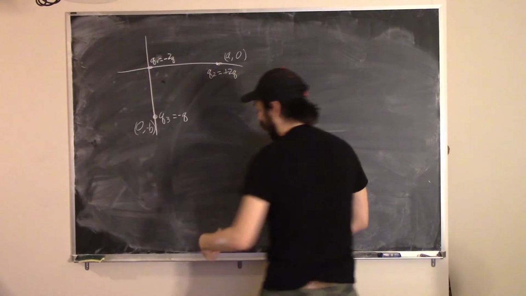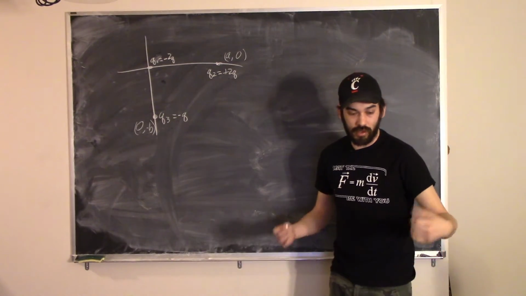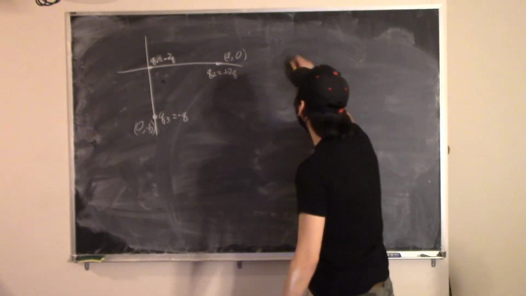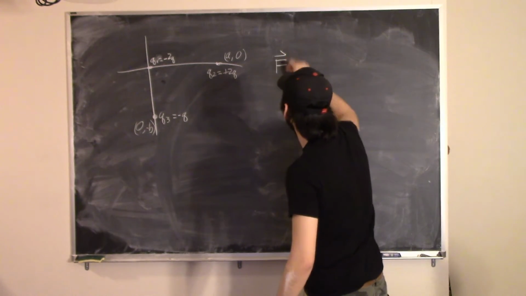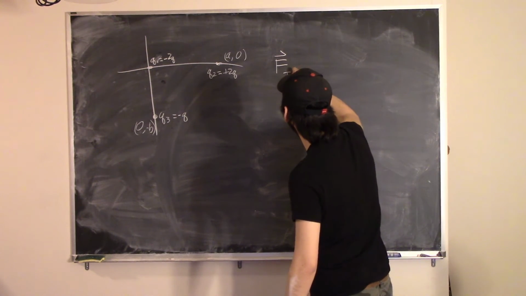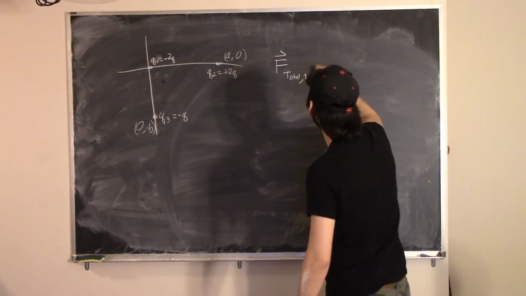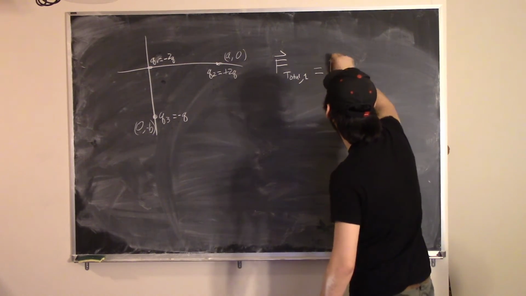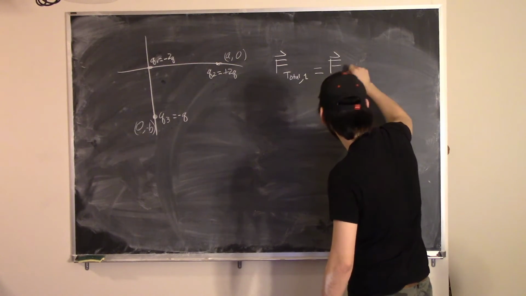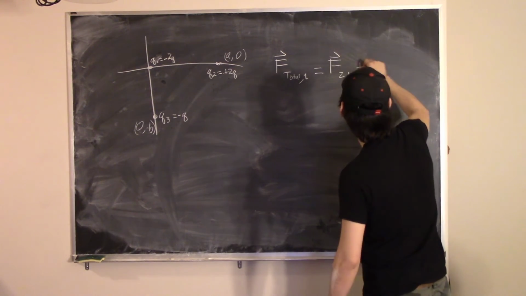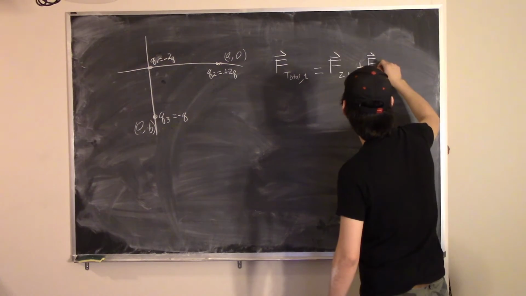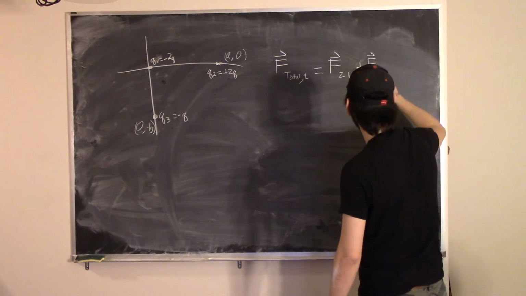So in order to do that, first we can write down what the superposition principle says. That says that the total force acting on charge Q1 is going to be equal to the force that charge 2 exerts on Q1 plus the force that charge 3 exerts on charge 1.